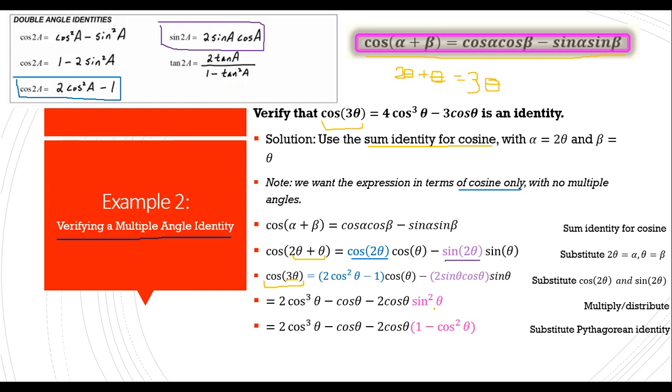Then I got to do my distribution on this little piece right here, which needs to be distributed across. So I still have 2 cosine cubed theta minus cosine theta. And then this times 1 is minus 2 cosine theta. Negative times a negative becomes positive 2 cosine cubed theta. All that was just multiplying, or distributing, that negative 2 cosine theta.